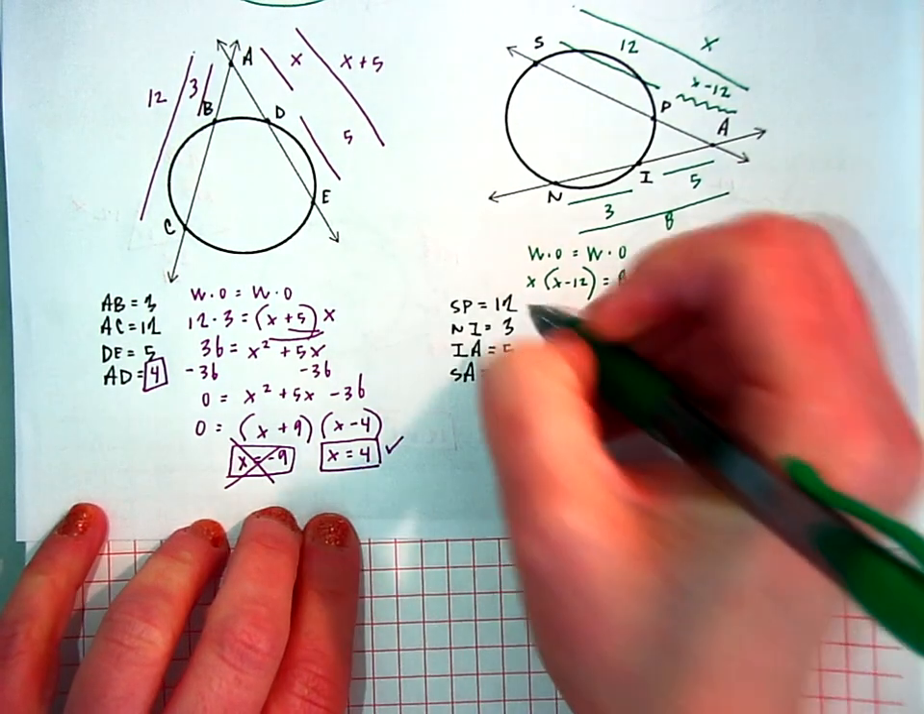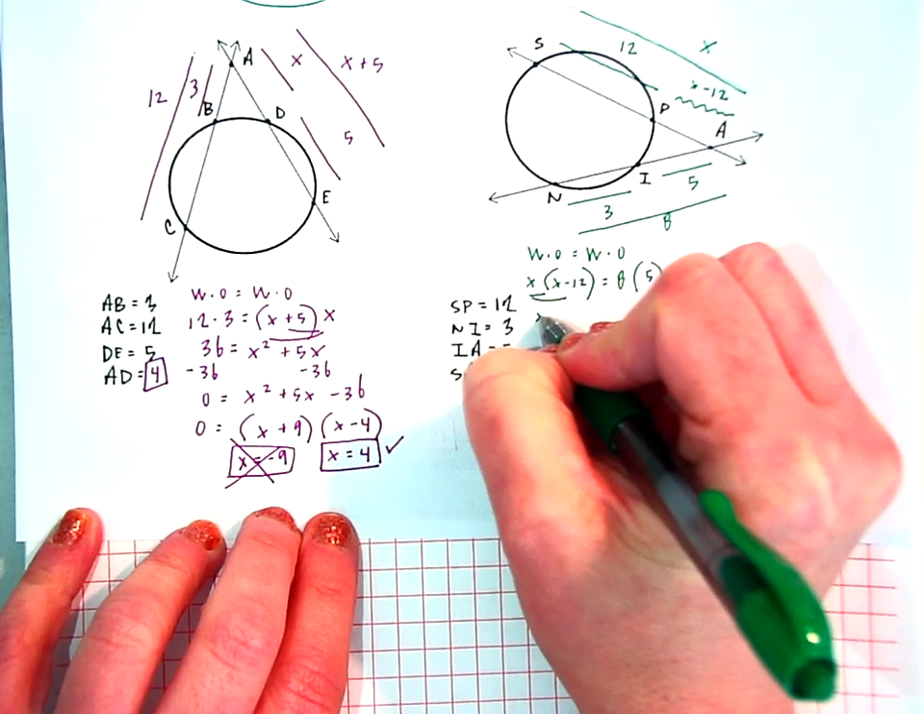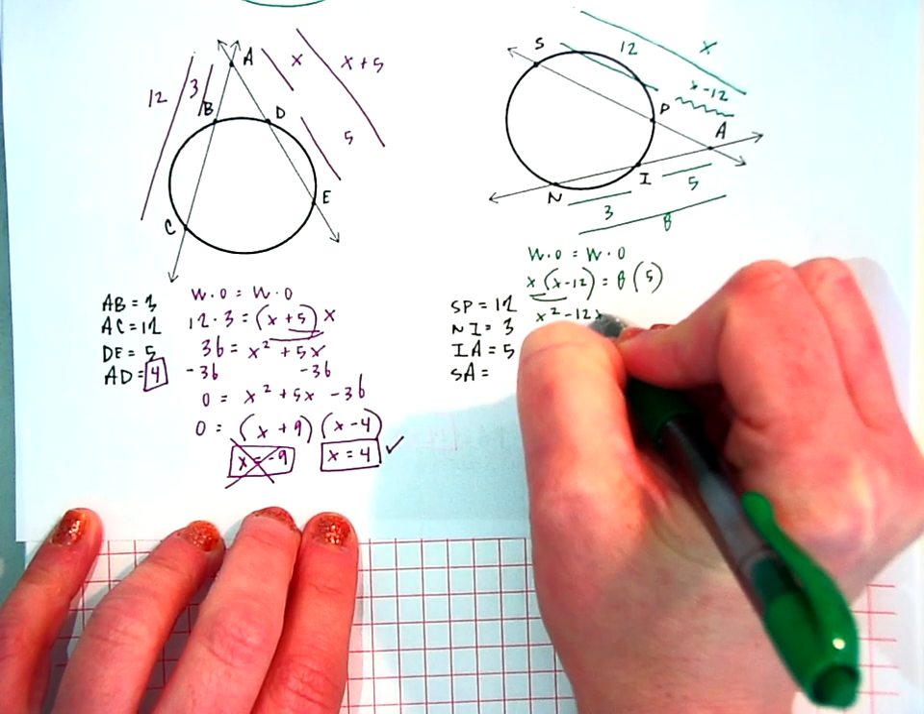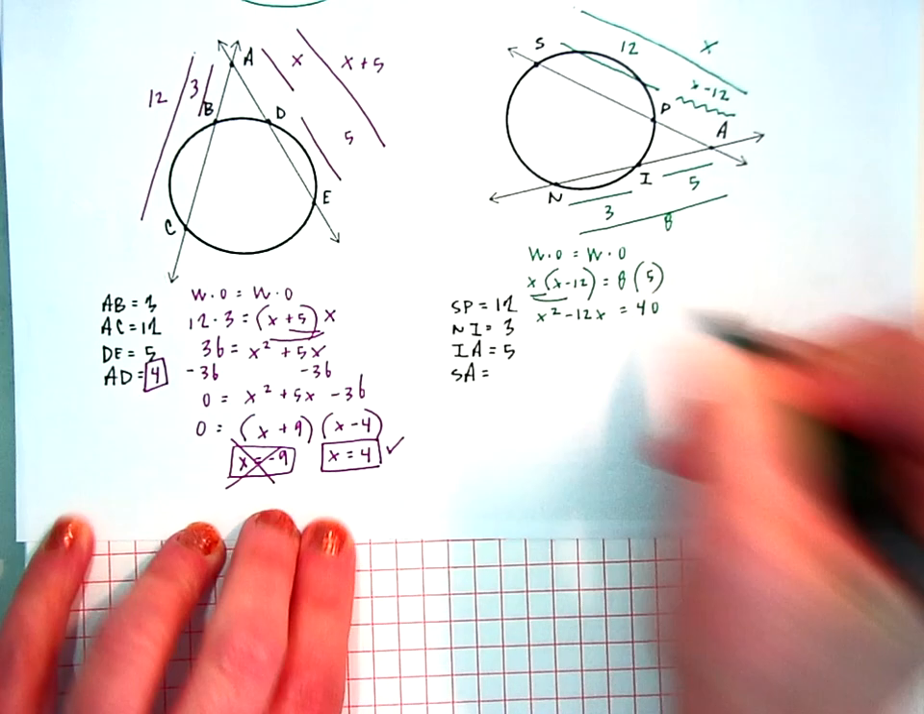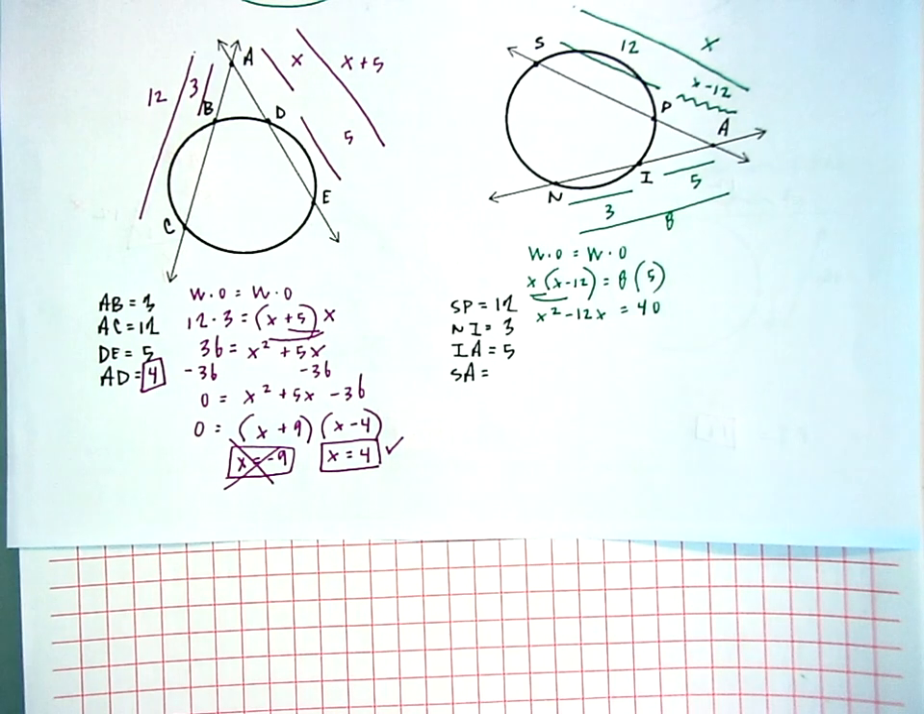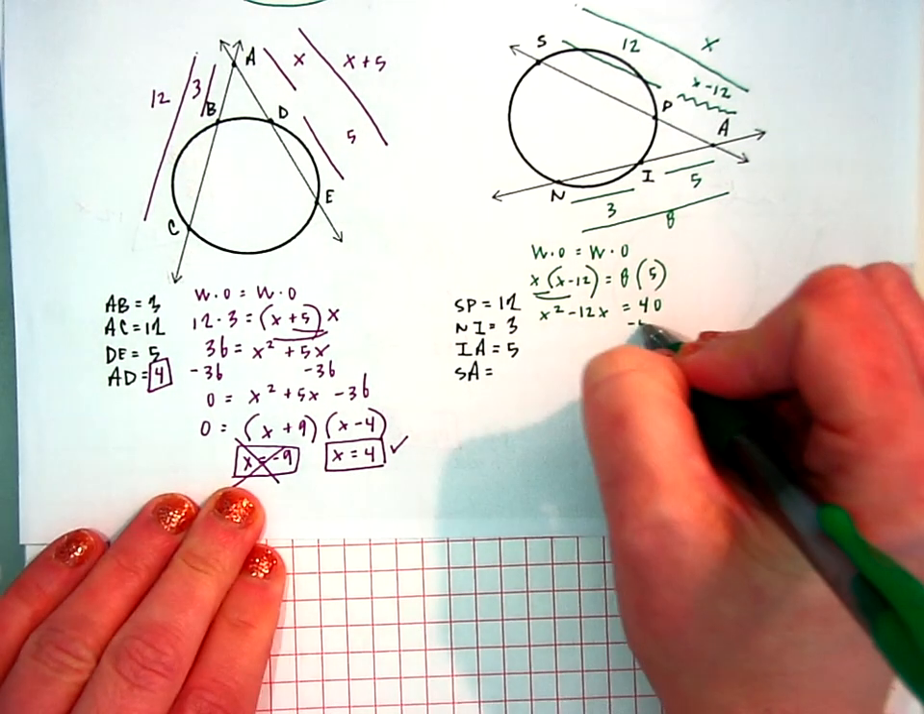Okay, so here I have to distribute the X. I get X squared minus 12X is equal to 40. So again, I see another quadratic equation. I want to first make sure that it's equal to 0. So I'm going to take away the 40 from each side.